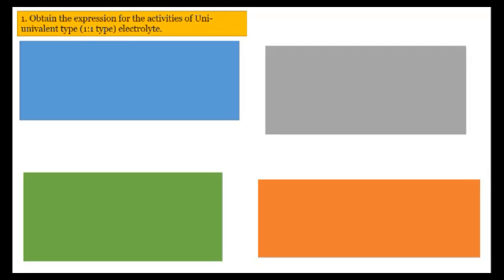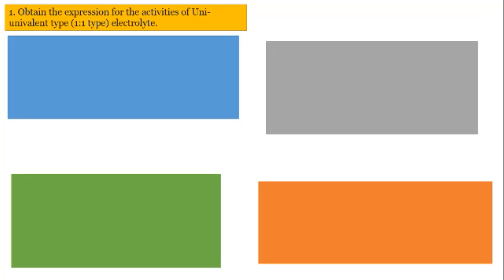Here we have to talk about the univalent type of electrolyte, the unibivalent, the unitrivalent and the bitrivalent electrolyte. These four types of electrolytes are there in your syllabus. Today we are going to obtain the expression for the activities of the univalent type, that is, the 1:1 type electrolyte. Univalent type examples are HCl, NaCl, KBr, KOH, etc.